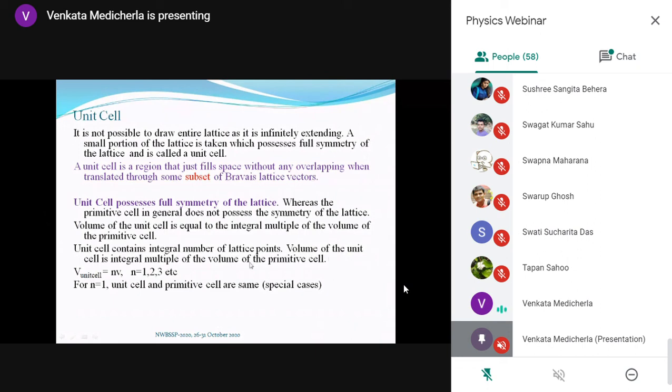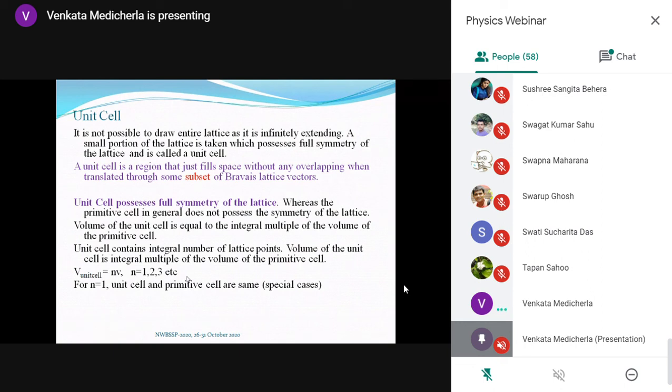The volume of the unit cell is an integral multiple of the volume of the primitive cell, because you know that one lattice point is one primitive cell. If you have 2 lattice points, that means 2 primitive cells. That means the unit cell is equal to 2 primitive cells if it has 2 lattice points. So you can relate unit cell volume to primitive cell volume by a number n. n is equal to 1, 2, 3. If n becomes 1, they are equal. That is only a special case, the simple cube.